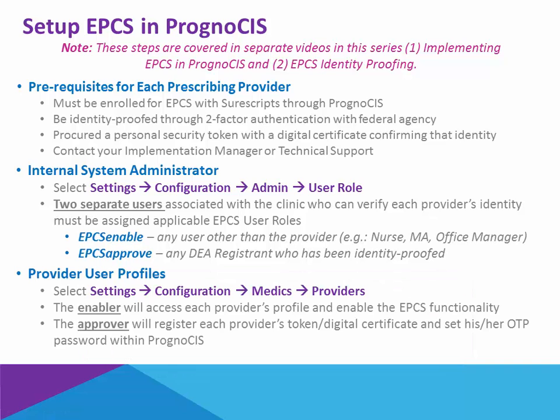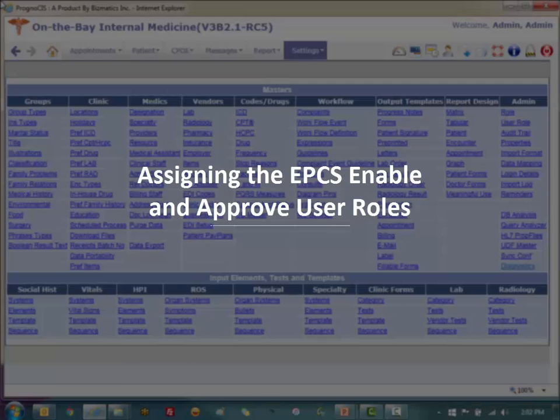Then each of these users that are given these roles will have to log into the provider level profiles for each prescribing provider. One will enable the functionality for each doctor. The second person will approve that doctor's token, which is going to register the digital certificate confirming that provider's identity to his or her password within PrognoCIS. So these bottom two steps are what we're going to look at now in our video.